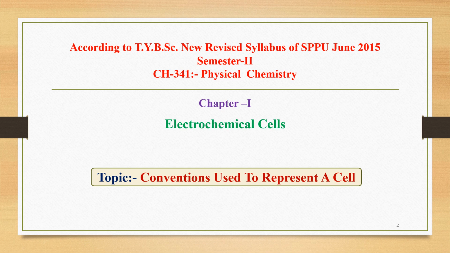Today, we are going to study one important point from the syllabus of second semester for the physical chemistry paper. The name of the chapter is Electrochemical Cells, and the important topic which we are going to study today is conventions used to represent a cell. So this is one important point from this chapter.